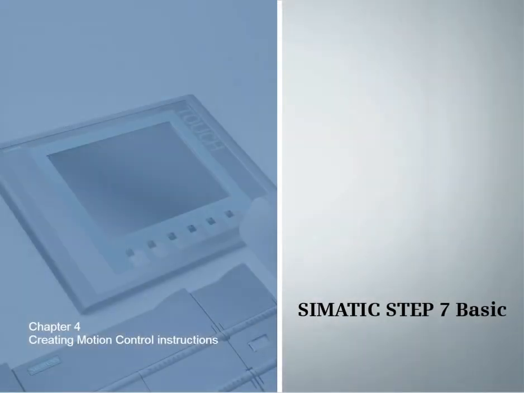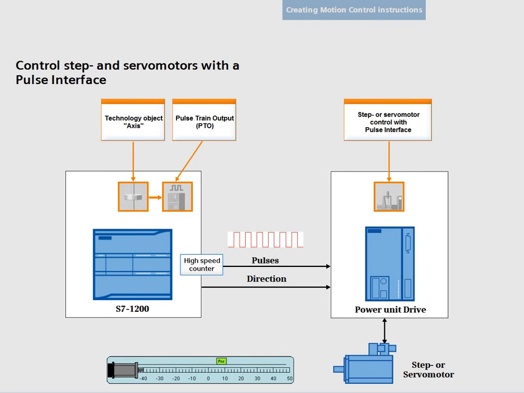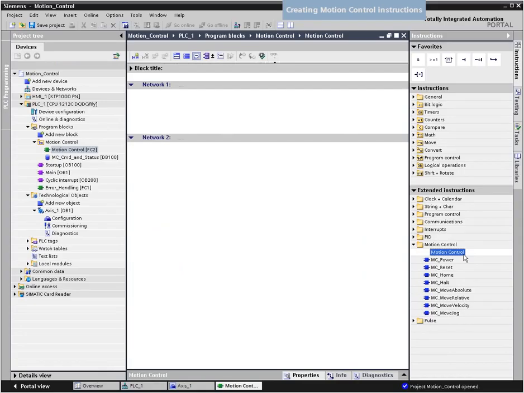Chapter 4. Creating Motion Control Instructions. To control the motion sequences, you will require a user program. For this purpose, Step 7 Basic provides various motion control program blocks. The blocks pass on the jobs to the technology object. The technology object processes the individual jobs and sends the control signals to the drive through the PTO. The available blocks can be found in the extended instructions of the task card under Motion Control.